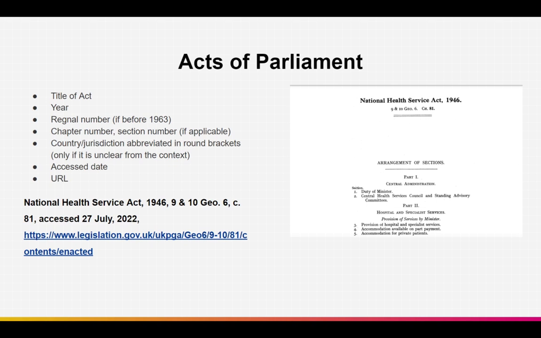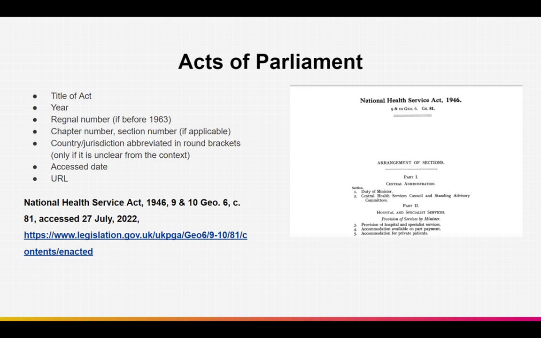Now let's pretend you want to cite an act of Parliament. So I'm going to use the National Health Service Act of 1946 as an example. So we will want to include the title of the act, so National Health Service Act, the year, 1946, and this is important: for acts of Parliament, if it was before 1963, you will want to include the regnal number. So you may have to do a little bit of digging sometimes, but in this case, that's easy enough.